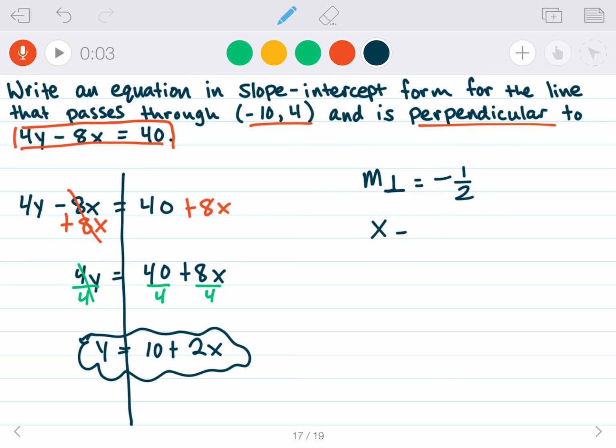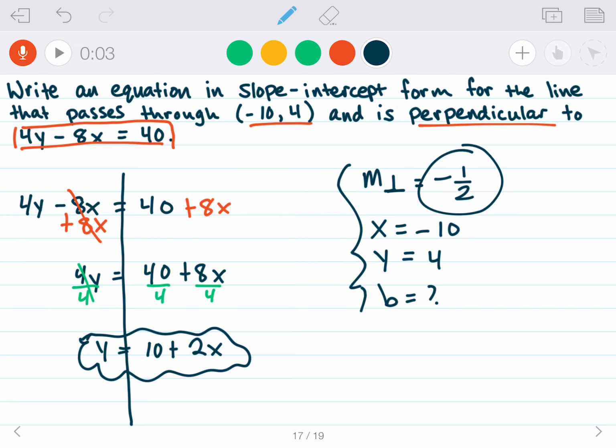It passes through negative 10, 4, so x is negative 10, y is 4. So let's go ahead and figure out what b is from this info, and we'll have our answer. This is not our answer. We just needed to find this so that we could find the slope, so that we could find the line that we're interested in. Okay, so let's find b.